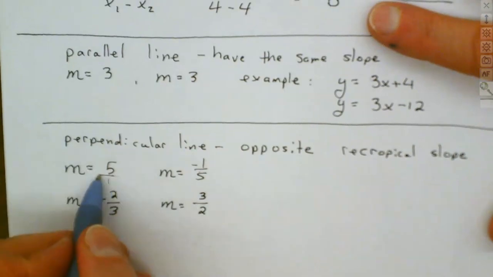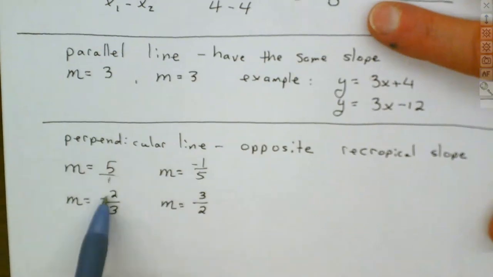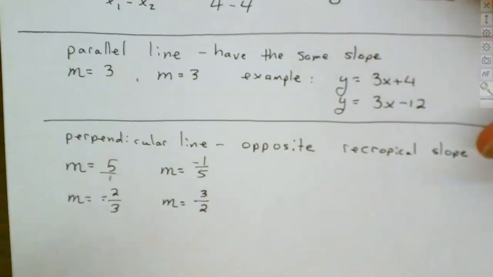This is over 1 here, right? Flipped it over, makes it 1/5. Change the sign. This one's a minus 2/3. Flipped it over, becomes a 3/2. This is negative. Change it, makes it positive.